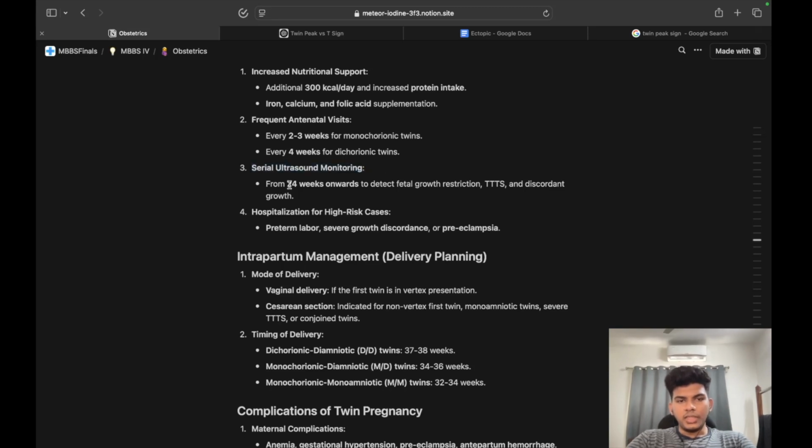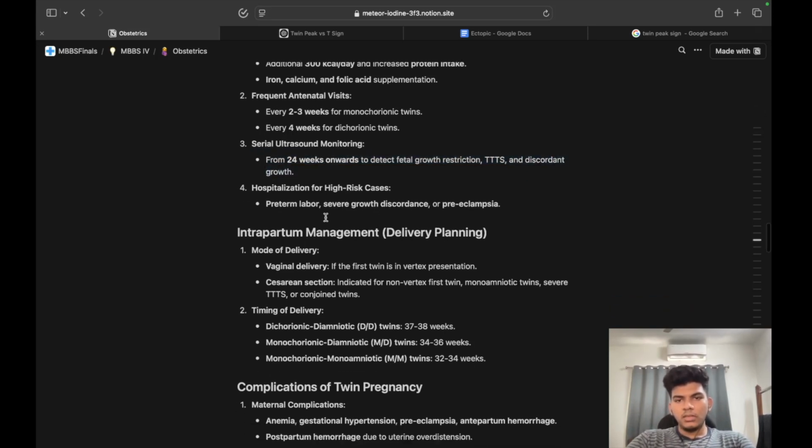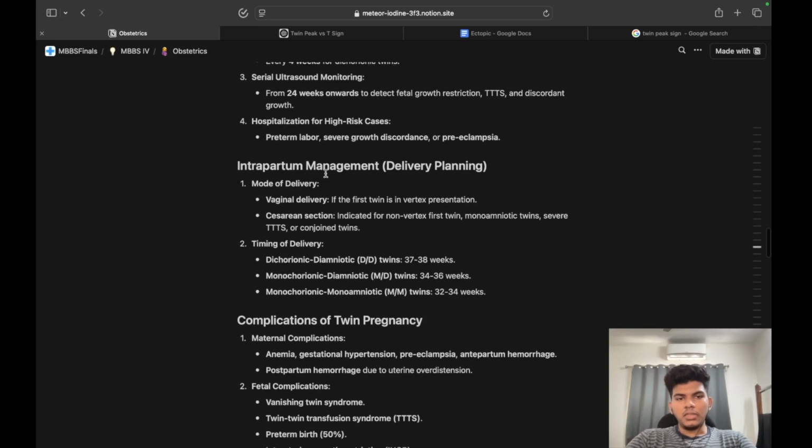Serial ultrasound monitoring from 24 weeks onwards to detect fetal growth restriction, twin to twin transfusion syndrome and discordant growth. Then coming to hospitalization for high risk cases: preterm labor, severe growth discordance or preeclampsia. For these particular things, we hospitalize the patient.